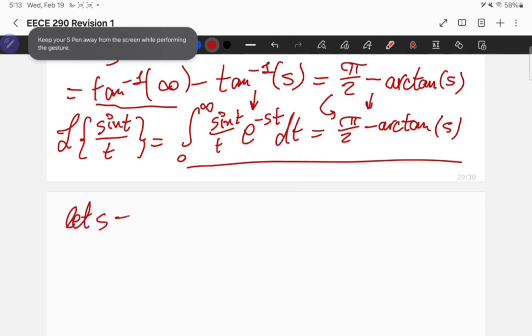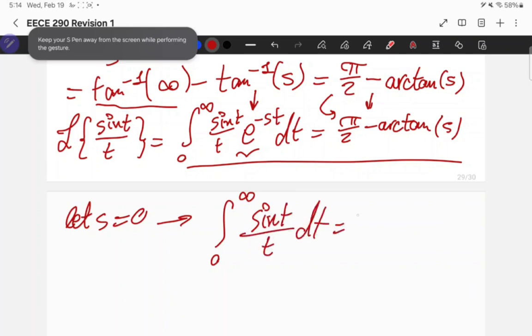Let s equal to 0. Why? I get rid of this exponential. So I get the integral from 0 to infinity of sine t over t. Exponential 0 is 1, so I don't care about it. This is equal to pi over 2 minus arctangent of 0. Arctangent of 0 is 0. So there we go.